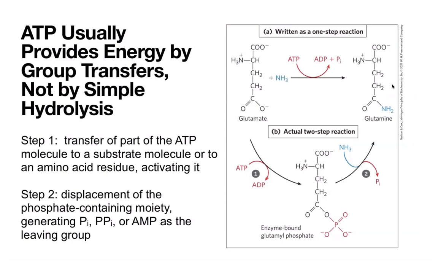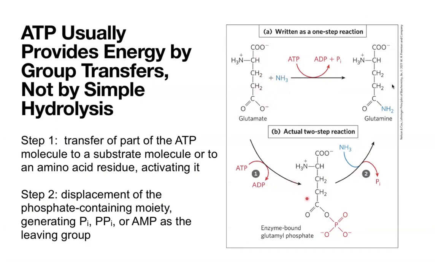In the first step, we typically transfer one part of the ATP molecule to a substrate molecule or an amino acid residue, and this activates it. Once it's activated, you get displacement of the phosphate-containing moiety, generating Pi, PPi, or AMP as a leaving group. By doing this, you're adding a better leaving group. We can't just go directly from glutamate to glutamine with the amine group attacking, because that wouldn't make a good leaving group if what it's kicking off is an OH minus.